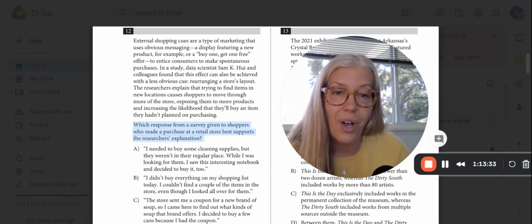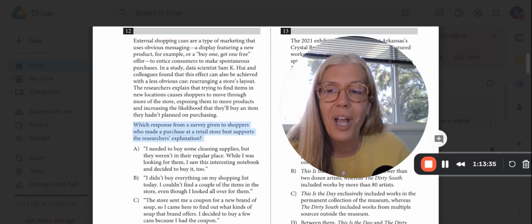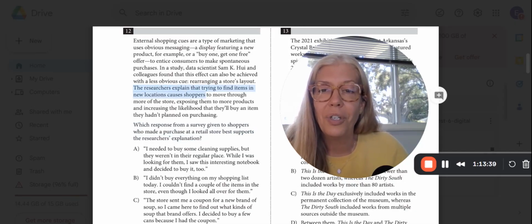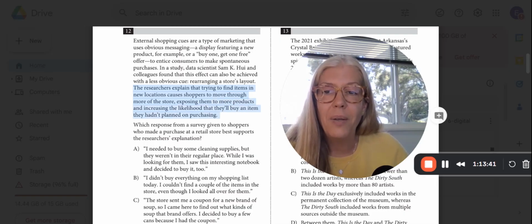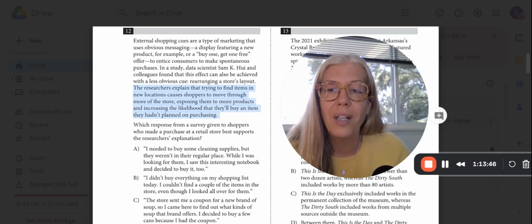So just in case you got lost in the words and forgot what we were looking for, we're looking for the researchers' explanation. The researchers explain that trying to find items in new locations causes shoppers to move through more of the store, exposing them to more products and increasing the likelihood that they'll buy an item that they hadn't planned on purchasing.